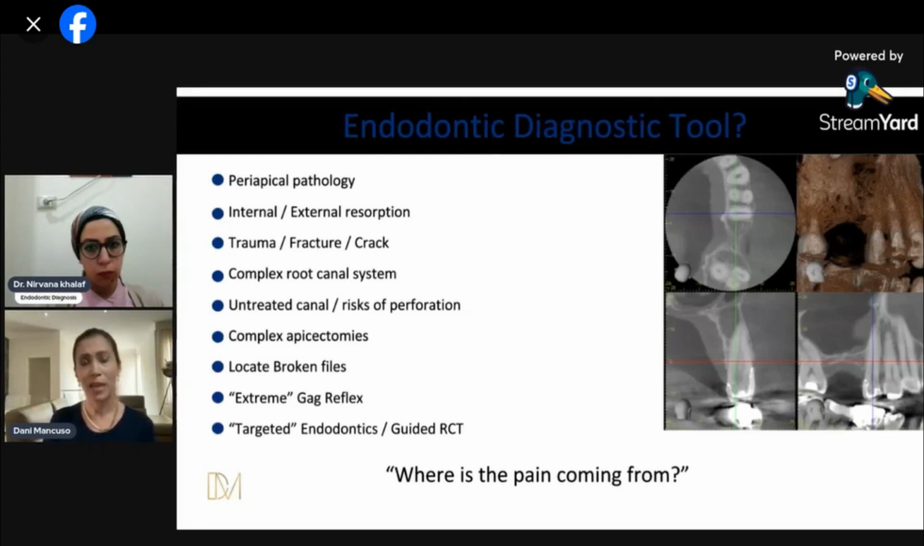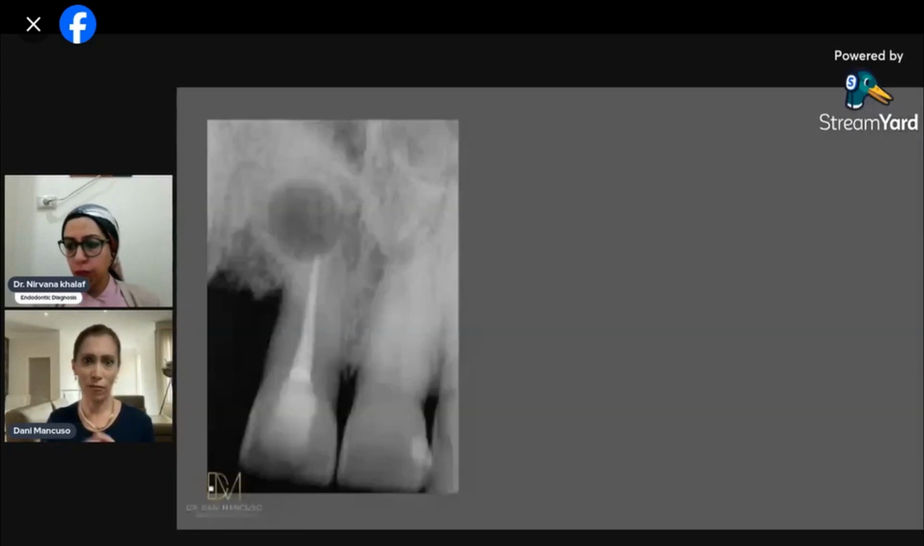Targeted endodontics is when, for example, you did a root canal treatment and you don't know why it failed. And then you take a CBCT and you see that there is one canal that you missed. And in that scenario, if you did your case properly, you only go on that canal that is missing and treat that canal. And where is the pain coming from?